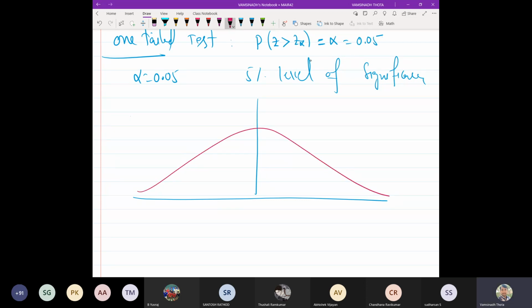Now, obviously, can anyone tell whether Z alpha is located on the positive side or on the negative side? Depending on this condition, where the test statistic Z follows the standard normal distribution. Can anyone tell me? The value of Z alpha, is it on the positive side or on the negative side?